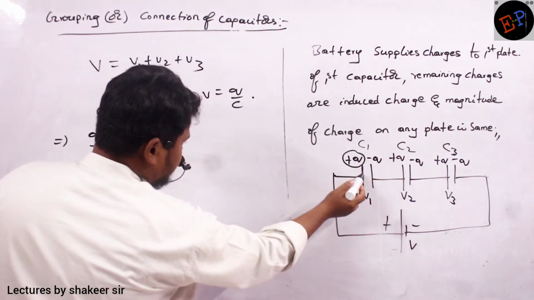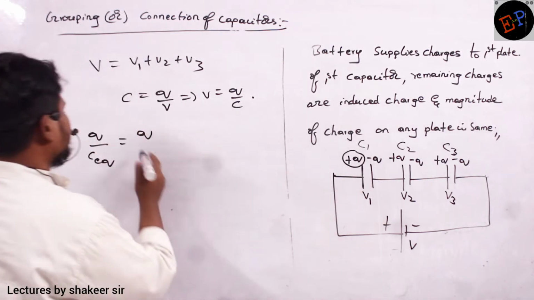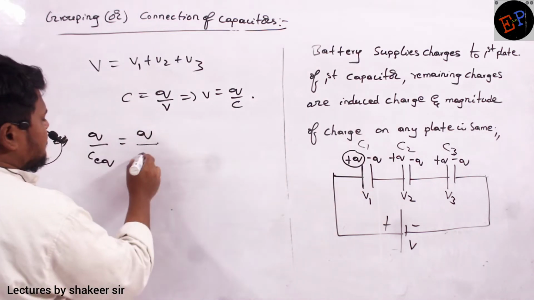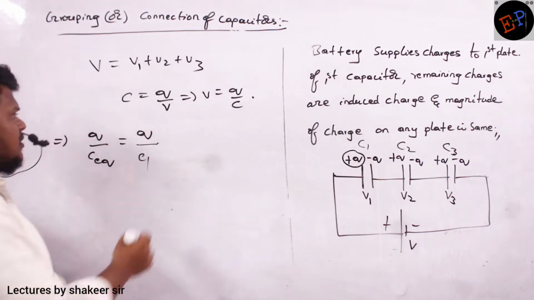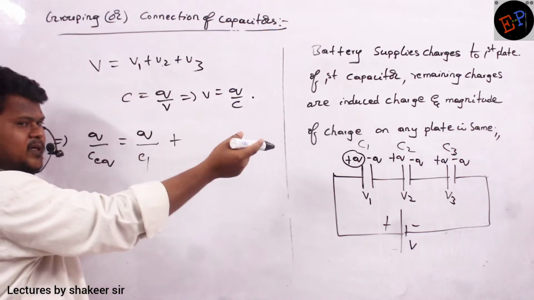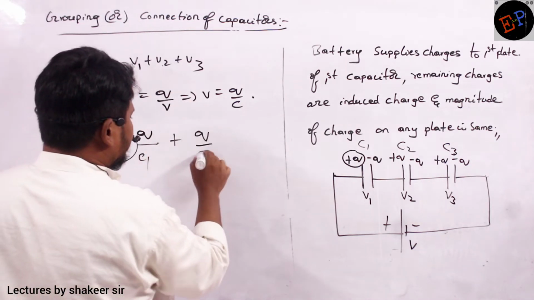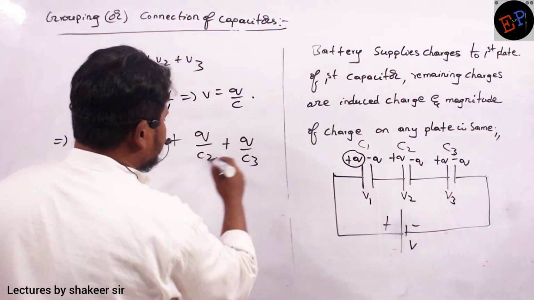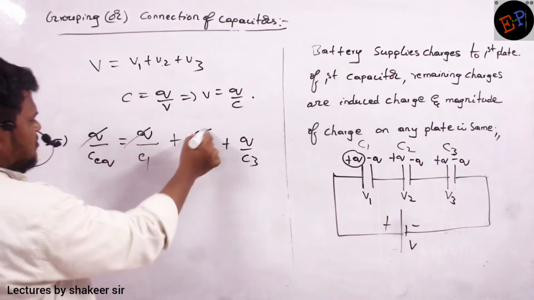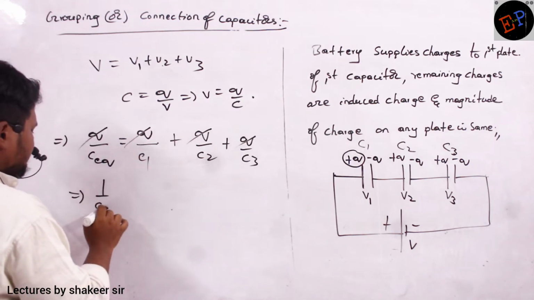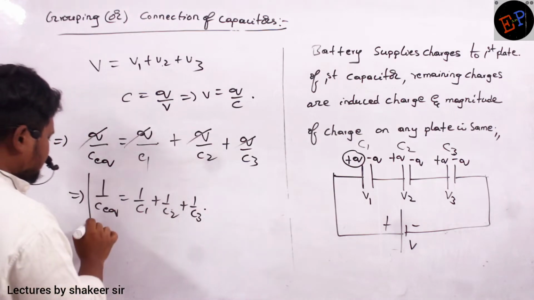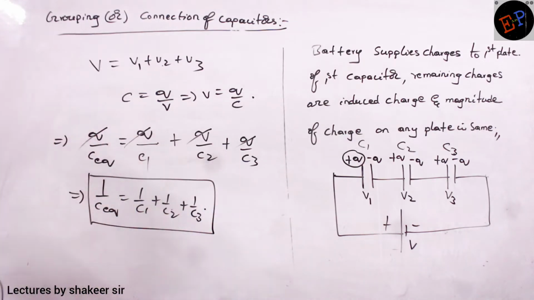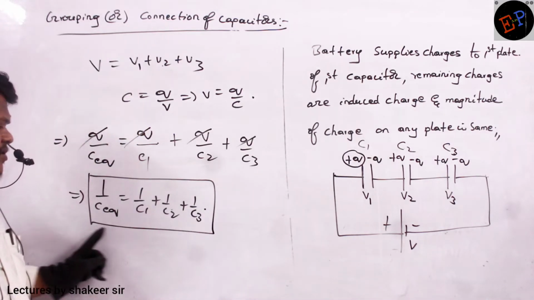On the first capacitor, what is the charge stored? Plus Q. So Q divided by its capacitance C1. So Q by C1 will become the potential consumed by the first capacitor. Now what is V2, the potential consumed by the second capacitor? Q divided by C2. Third capacitor, Q divided by C3. Because Q gets cancelled, I can write 1 by C equivalent is equal to 1 by C1 plus 1 by C2 plus 1 by C3. So this is the equation to calculate equivalent capacitance if capacitors are connected in series connection. Clear now?